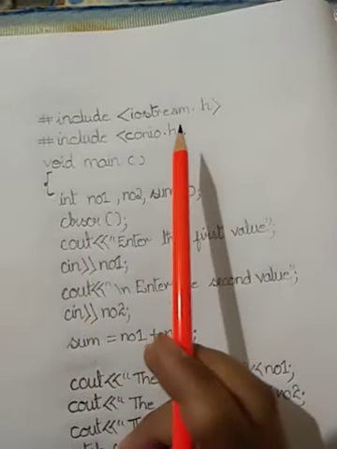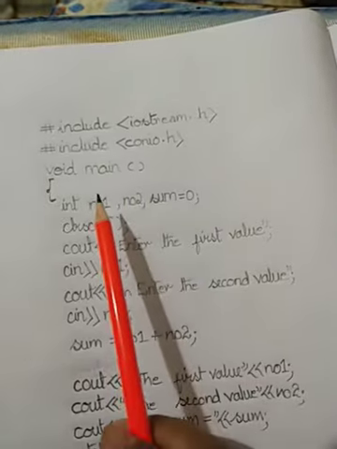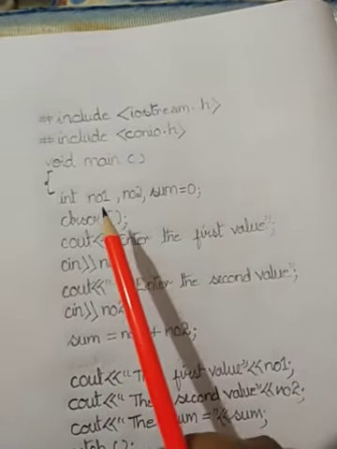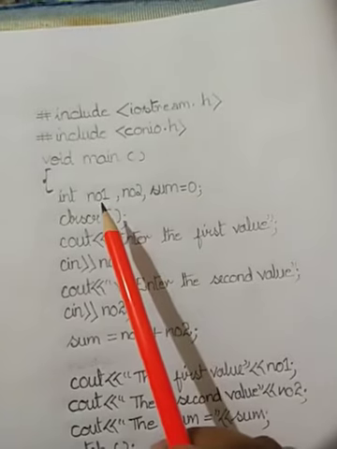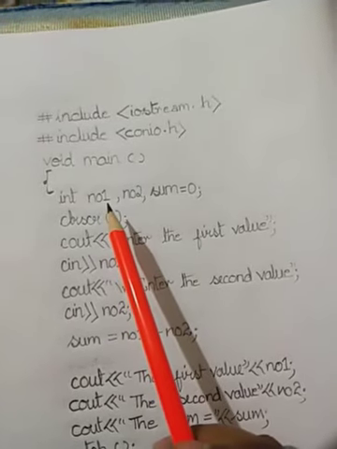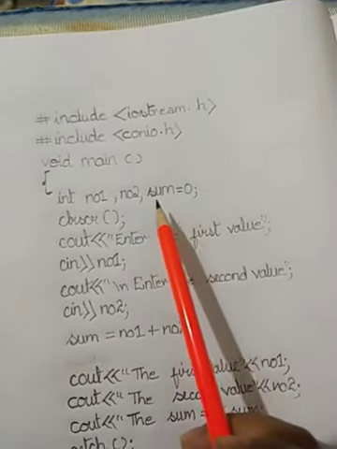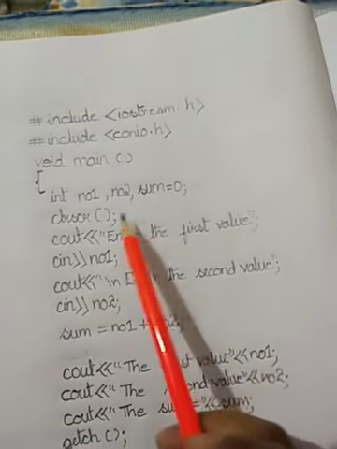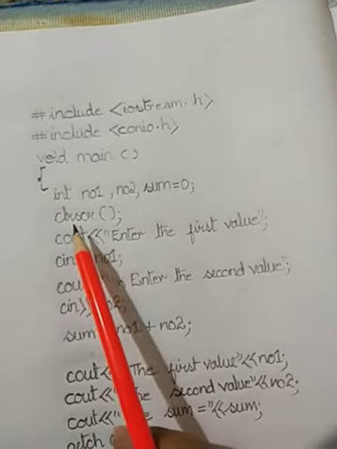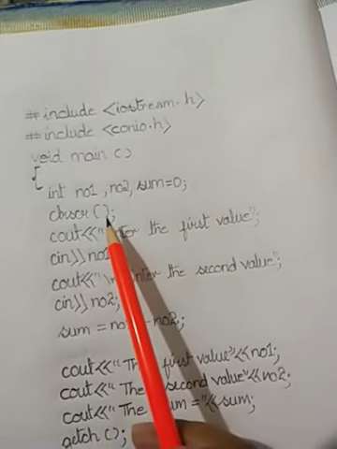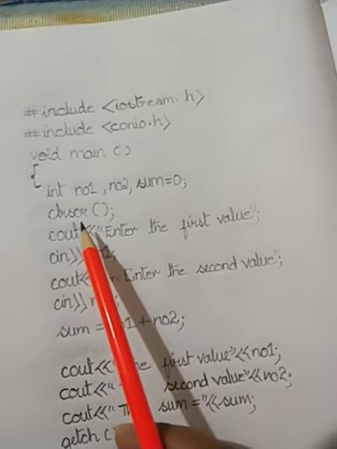So after declaring the header files and inside the main, I declare three variables: two input variables, the first one is NO1 and the second one is NO2, and one output variable, that is sum. So I'm using the CLR function so that I can clean the screen. This stands for clear screen.